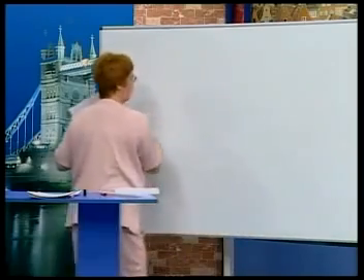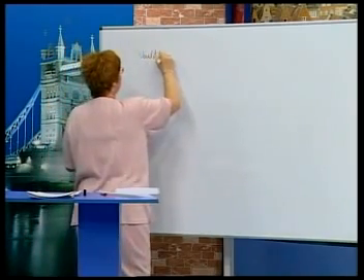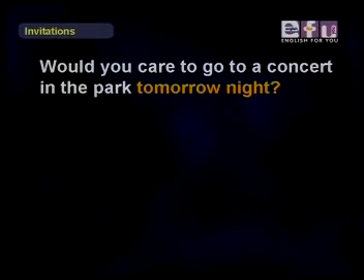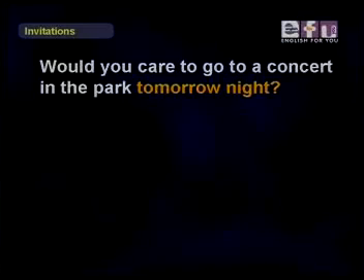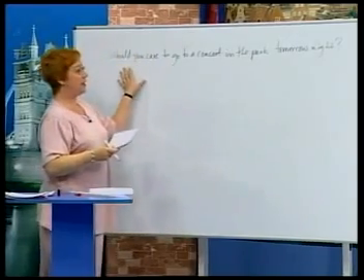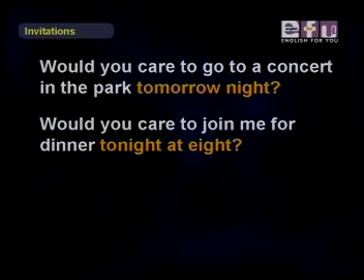Okay? So when you make an invitation, it can be complete. So here we go. Would you care to go to a concert in the park? Okay, we have what, we have where, tomorrow night. Here's the time. Would you care to go to a concert in the park tomorrow night? Would you care to join me for dinner? Dinner tonight at 8.